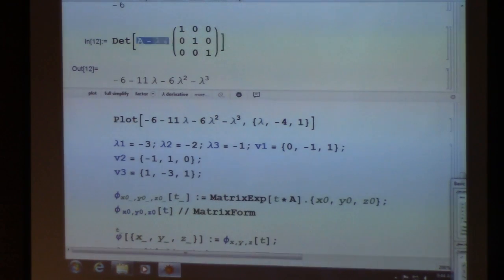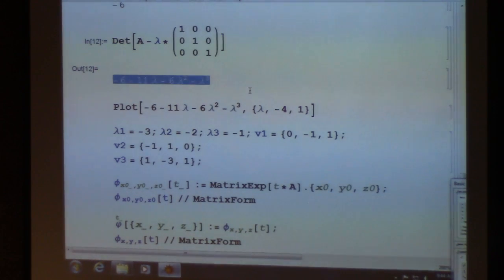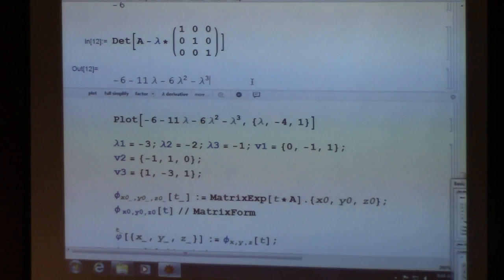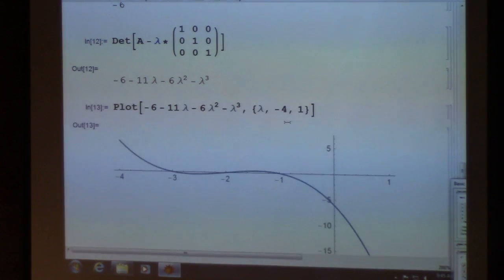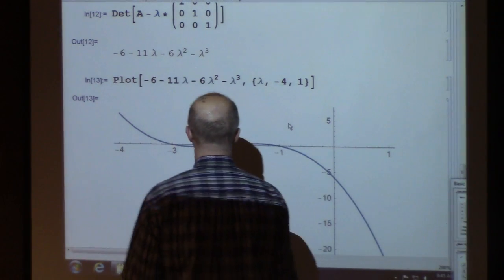A minus lambda I, where I is now the 3x3 identity matrix. This turns out to be a cubic. Finding roots of cubics is always possible, though it can be difficult. In this case, the roots are pretty easy. I'd have to give you an easy example, or just tell you what the roots are.